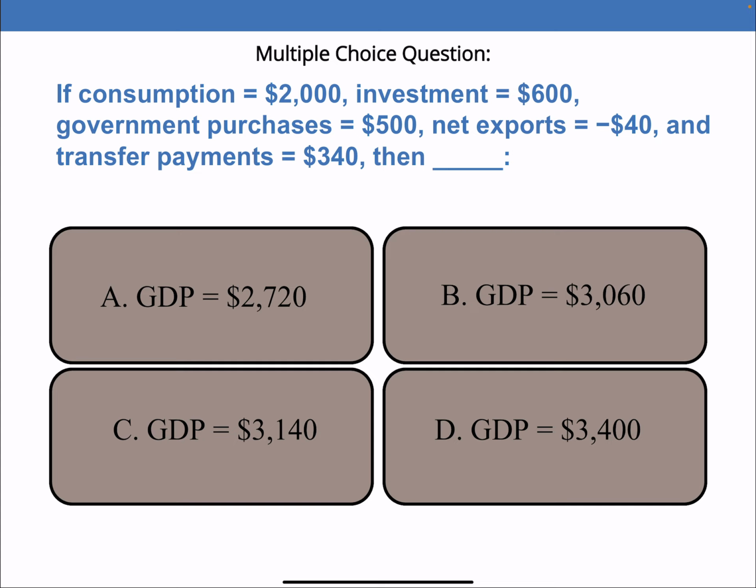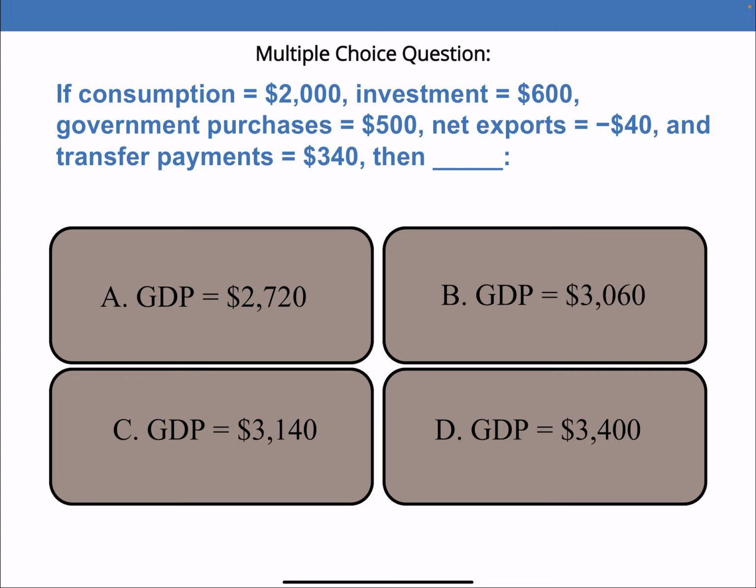Let's try one more. We have a hypothetical country, and here are our numbers. Consumption spending is $2,000. Investment is $600. Government purchases are $500. Net exports are minus $40. And transfer payments equal $340. So we're asked to find what GDP equals.